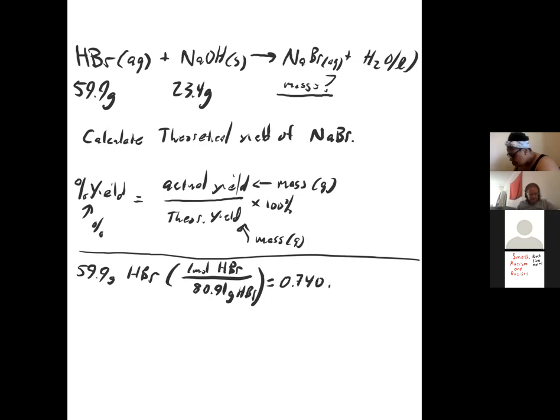0.740. We're interested in sodium bromide. It's one of these for every one of those. So 0.74 moles of HBr times 1 mole of this for 1 mole of that.